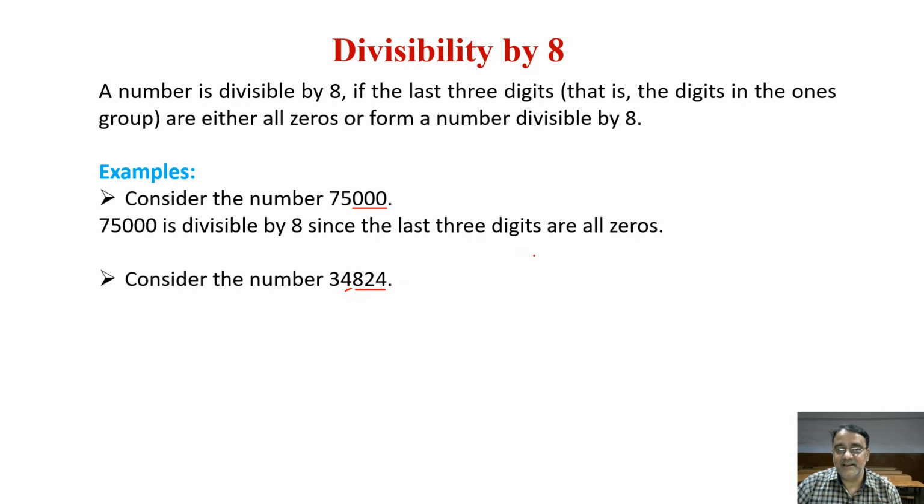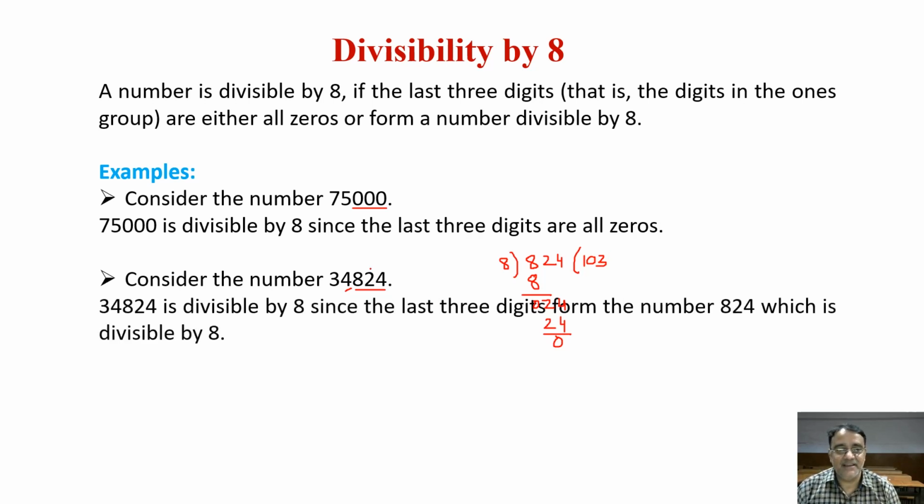34,824, right? The last 3 digits, that is 824, is it divisible by 8 or not, we are checking. Okay, divide करके check करना है. So यहाँ पे 0 आ गया, 2, one more 0 we have to put, then we can drop down 4, or we can use 0 also यहाँ पर. So 8 3s are 24. So that means 824 is divisible by 8. So the number is also divisible by 8.